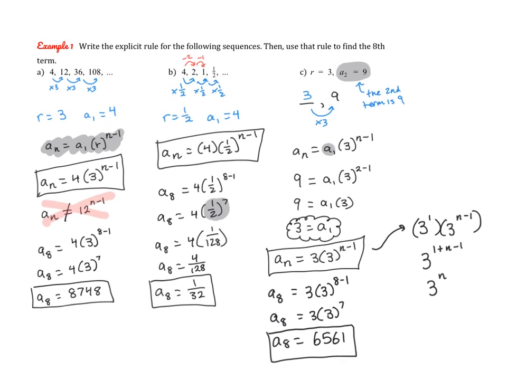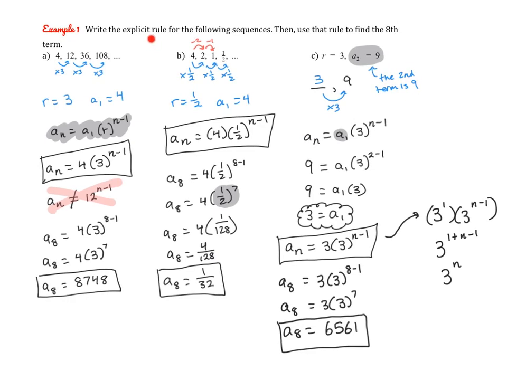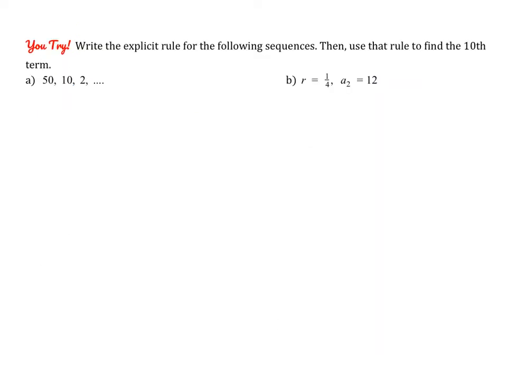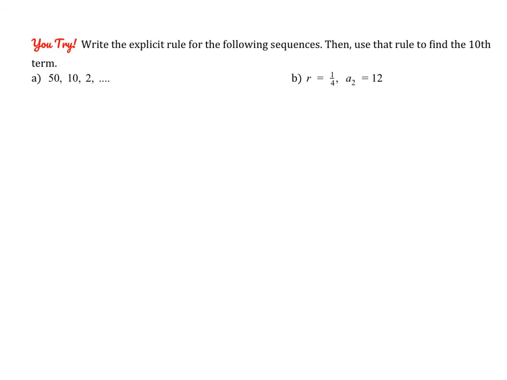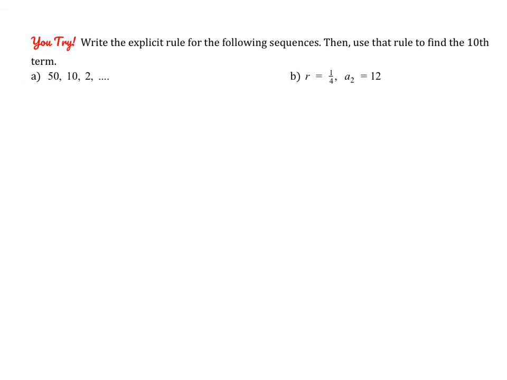All right, so now we know how to write an explicit rule for a sequence, and we also know how to use that rule to help us find a term later on down the line. Okay, so go ahead and give these two a try. Please pause the video and we'll check your answers in just a few seconds.